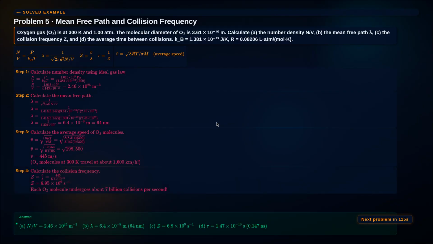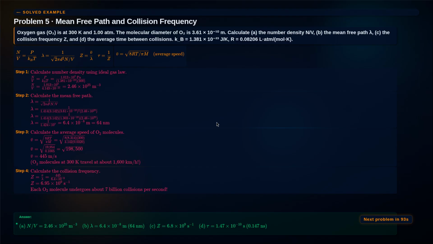Problem 5. Mean free path and collision frequency. Oxygen gas at 300 Kelvin and 1 atmosphere. The molecular diameter of O2 is 3.61 times 10 to the negative 10 meters. Calculate the number density, the mean free path, the collision frequency, and the average time between collisions.